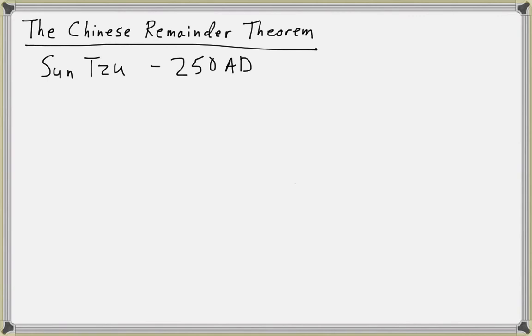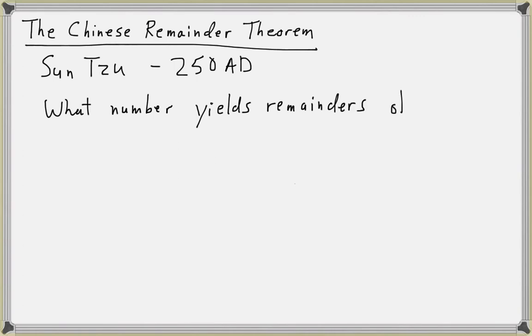Sun Tzu was studying astronomy and calendars and multiple Diophantine equations, and he asked the question, what number yields remainders of 2, 3, and 2 when divided by 3, 5, and 7, respectively.